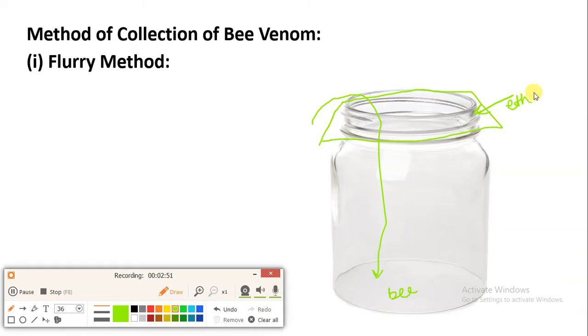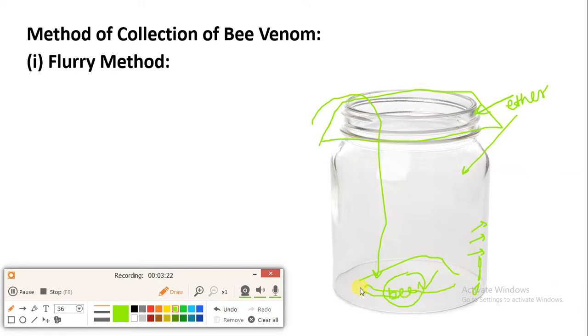This filter paper has to be dipped in ether, and then the top of the glass jar has to be covered. What happens is, the honeybees get irritated because of the ether, and because of this irritation the honeybees start stinging. Due to which all the liquid gets settled down into this glass jar. It means the venom is being collected in this jar.